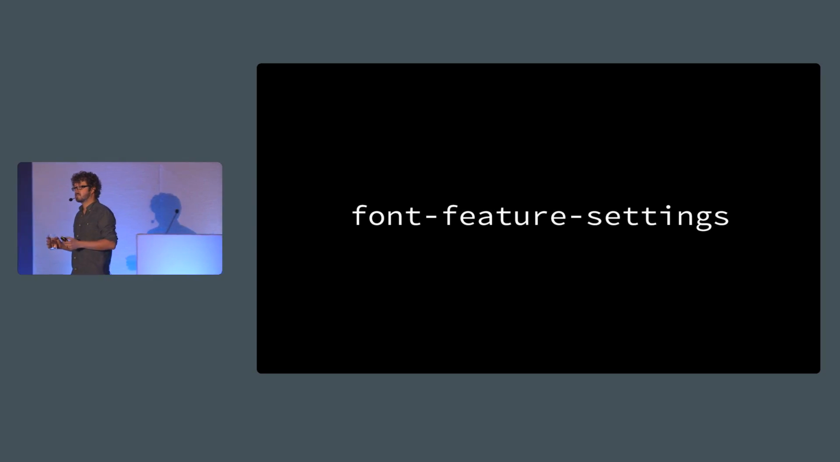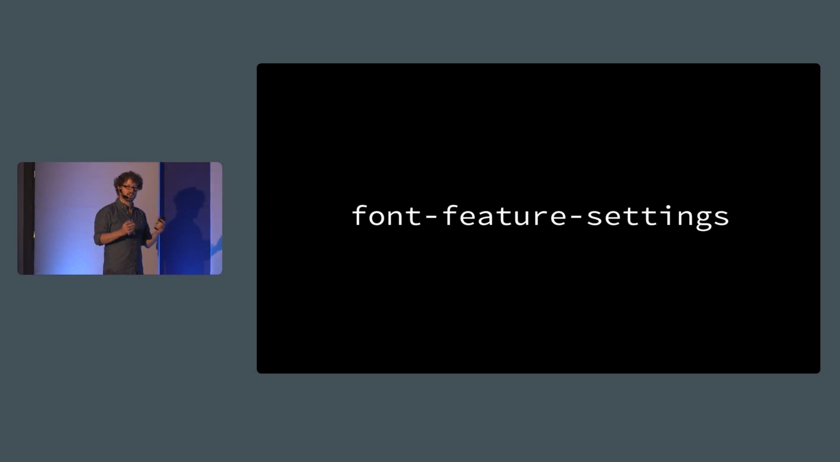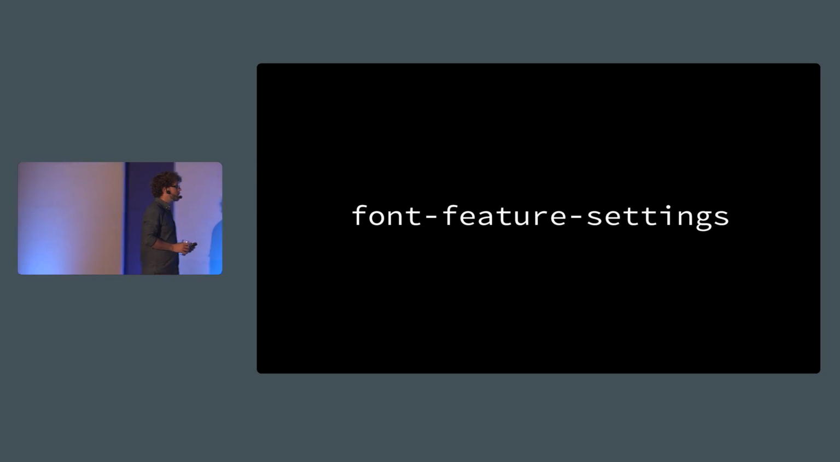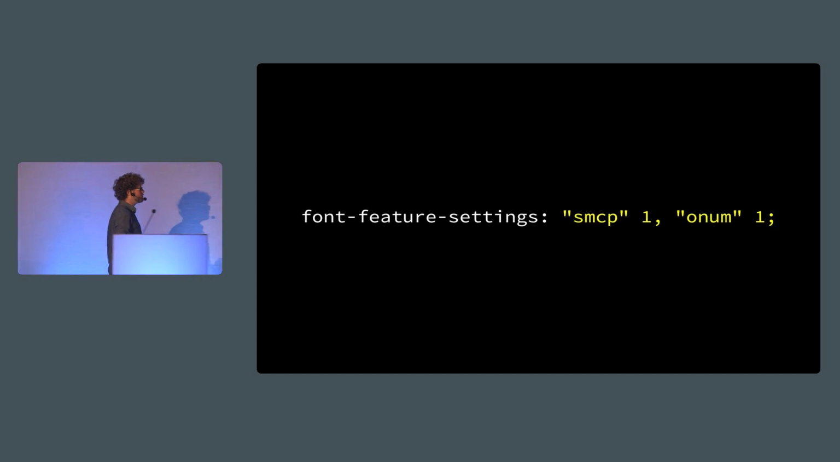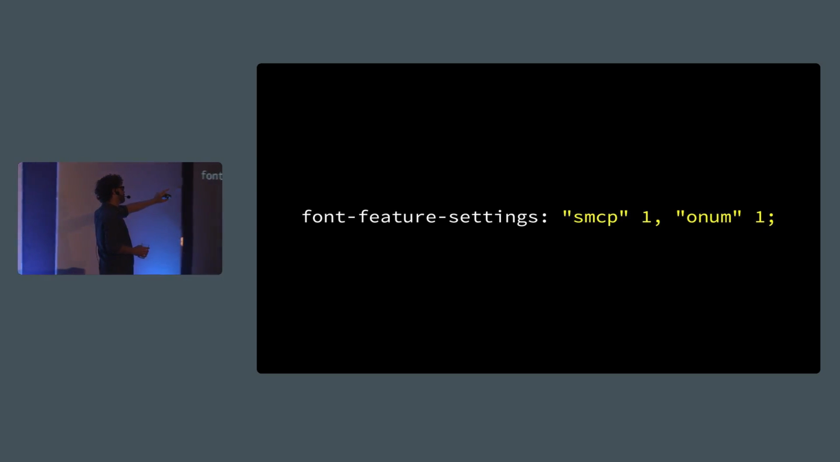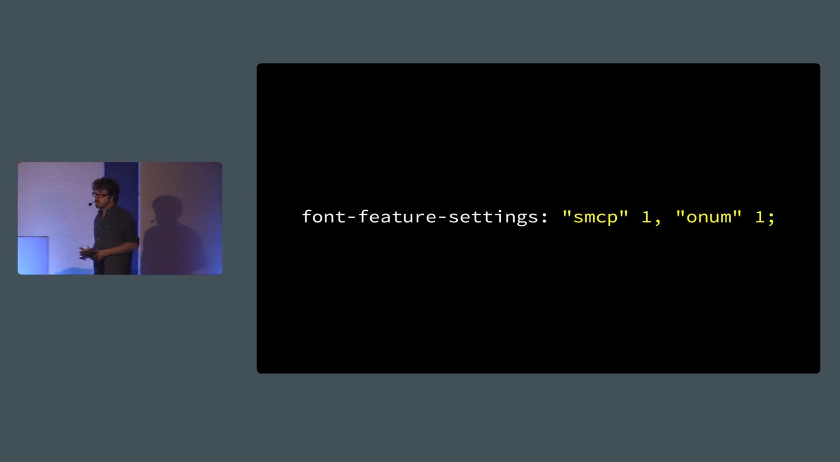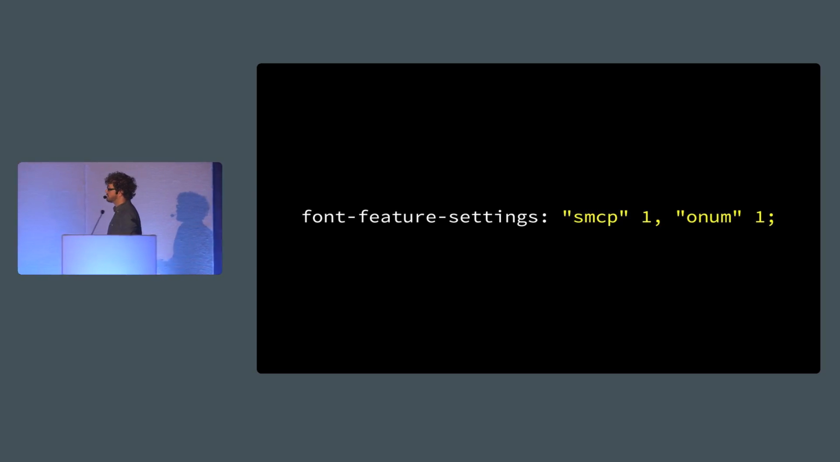We use font feature settings to turn on features such as small caps and old style numerals, and you will see a pattern emerging here. This is how you do it. It's pretty straightforward. And these four-letter codes are the same as you would find in font tables. It's all pretty straightforward. No huge surprises there.